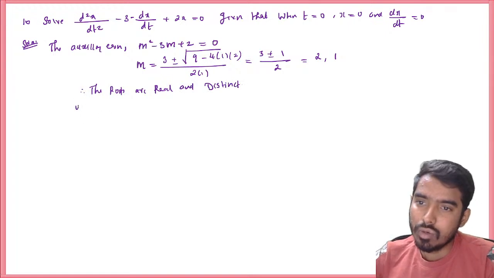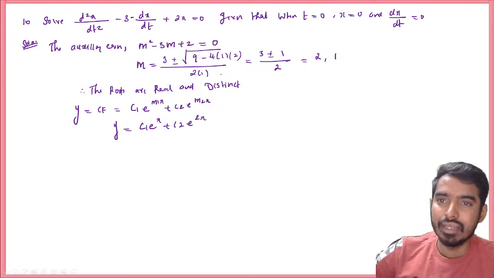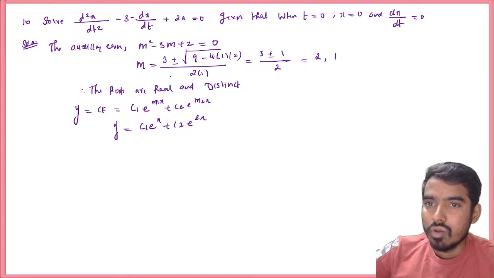Therefore, your y is same as the complementary function. This is C1 e power m1x plus C2 e power m2x. Therefore, the solution is C1 e power x plus C2 e power 2x. This is the solution now, right?